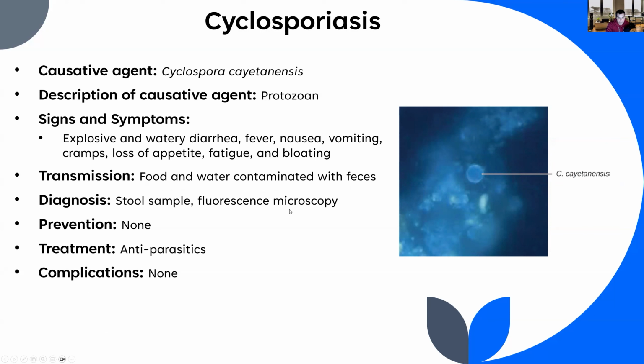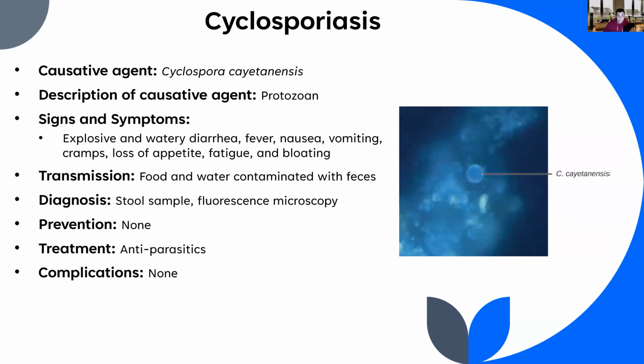Transmission: food and water contaminated with feces. This is often spread through the consumption of fruits, particularly berries. There does seem to be a seasonal fluctuation of this particular disease. In certain South American countries, it's known as the mal de mayo, or the sickness of May, because that's when those particular fruits end up getting harvested.